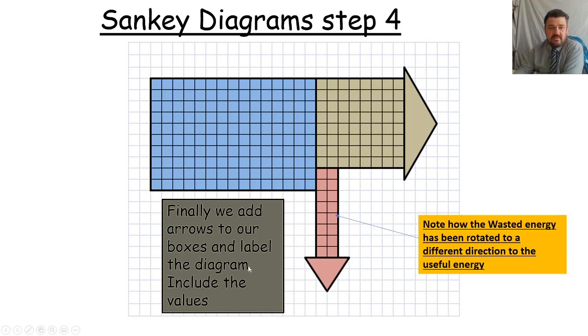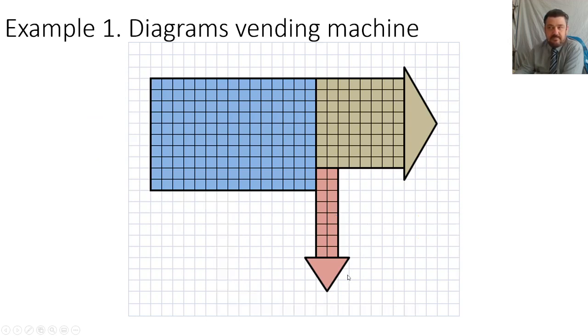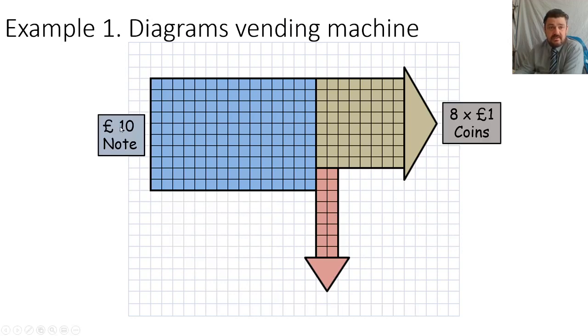So we add our arrows and then we label our box. But we must include the values. So here we'd have our input energy of £10, we'd have our useful output energy of £8, and we'd have our wasted output of £2. Now, there we go. This is what the £10 vending machine Sankey diagram would look like. £10 total input, £8 useful, £2 wasted.